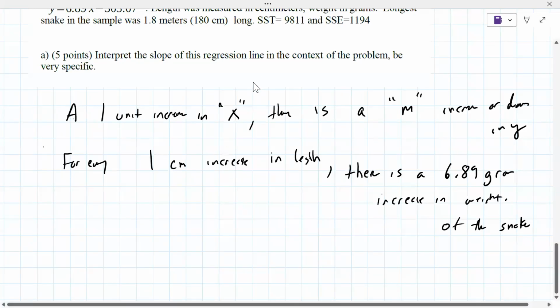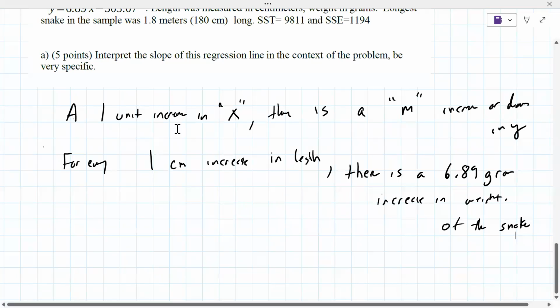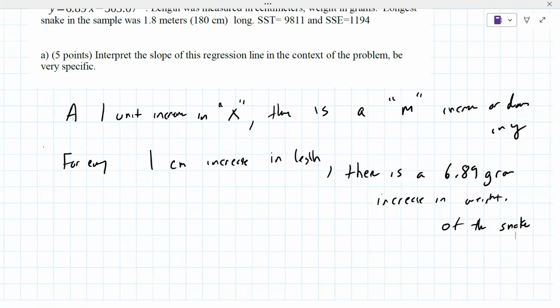And that's why the instructor's saying, be specific. Don't just give me the slope. Tell me what it means in terms of length. Oh, I see. I remember this. You have to give enough words that convince him or her that, hey, I understand what the slope is. Okay. And yeah, I get it.